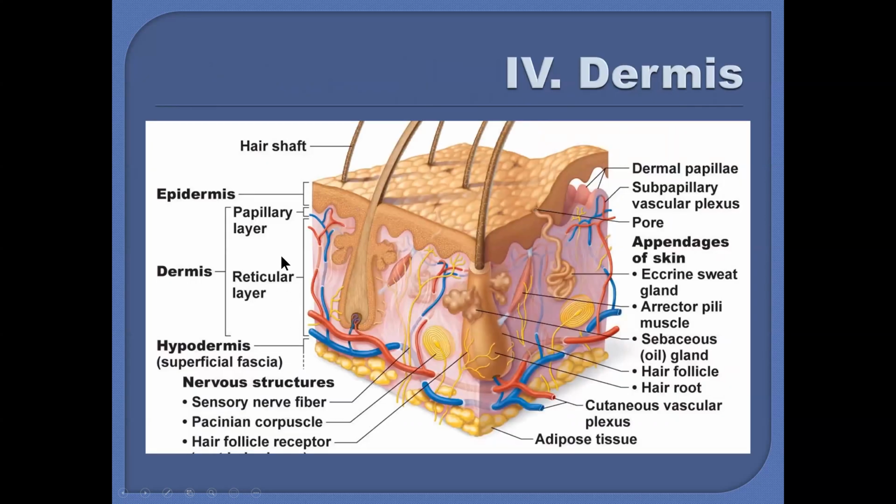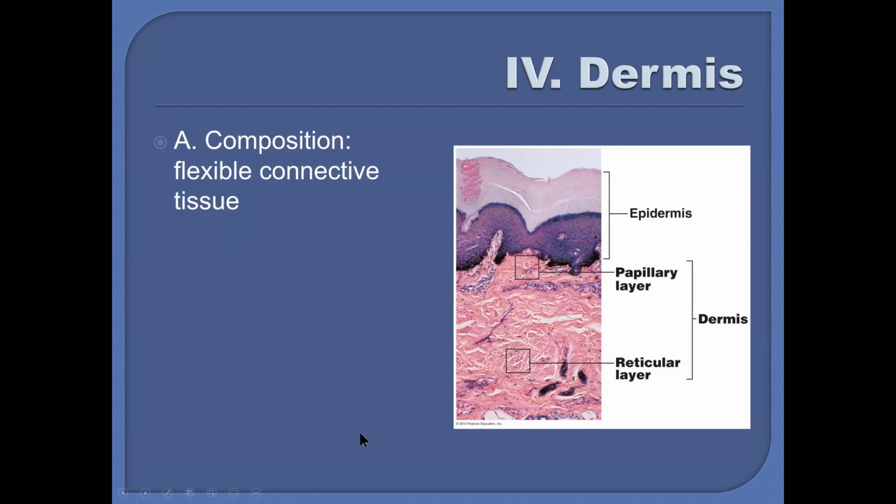Next, we're going to talk about the dermis, okay? Remember, this is the epidermis. We have two sections of the dermis, the papillary layer and the reticular layer. Remember, we have three sections here: epidermis, dermis, and hypodermis. We're now down to the dermis.